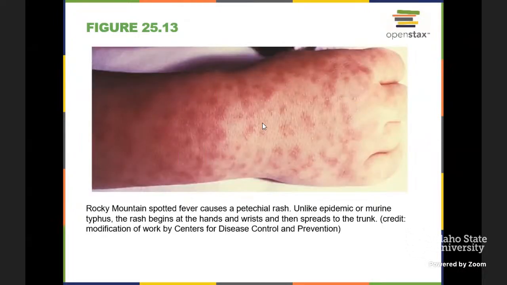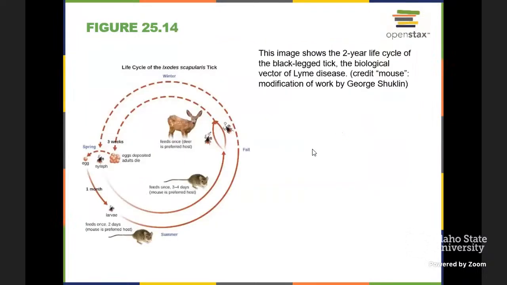So here we can see the rash characteristic of our spotted fever, our Rocky Mountain spotted fever. It's different from epidemic or marine typhus. We'll hit these guys in a second, with lice and fleas transmitting this as opposed to our ticks. So starting on the hands and wrists, moving to the trunk, the others are the opposite. Little bits that may clue you in.